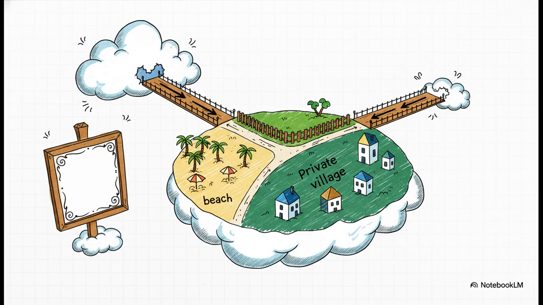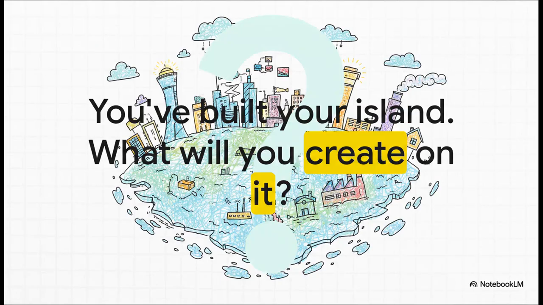And there you have it. You've claimed your island with a VPC, you've defined its size with CIDR, you've organized it with public and private subnets, and you've built secure bridges to the outside world with gateways. This is the bedrock of virtually all modern cloud applications. You now have a secure, flexible, and powerful foundation in the cloud. So the only question left is, what amazing things are you going to build on your new private island?